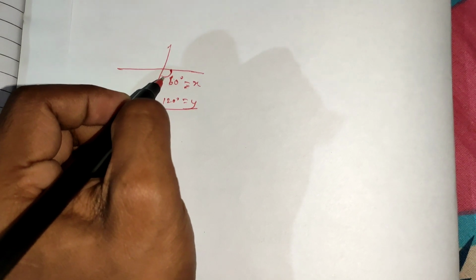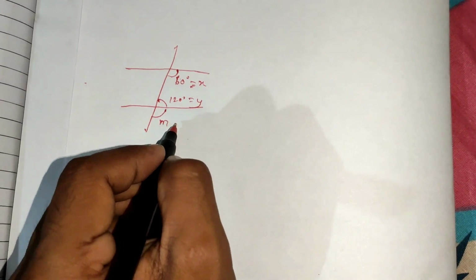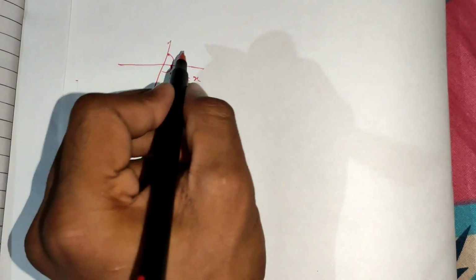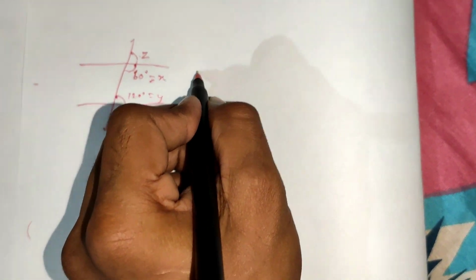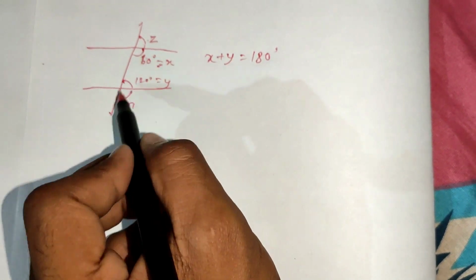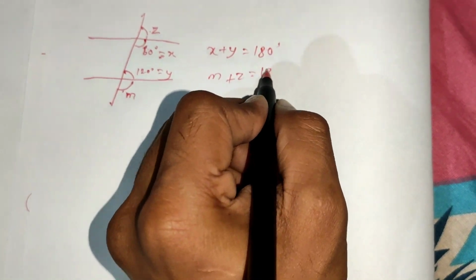Let's give them the names X and Y. From this we can deduce that if this angle is 60 degrees, then this angle is also equal to 60 degrees. Say this angle is M, then angle M is equal to X, because they are corresponding angles. Also, this angle and this angle, by the corresponding angle property, would be equal. So if this is Z, then Z is equal to Y. We have already seen that X plus Y is equal to 180 degrees. Now X is equal to M and Y is equal to Z, so M plus Z becomes 180 degrees as well.